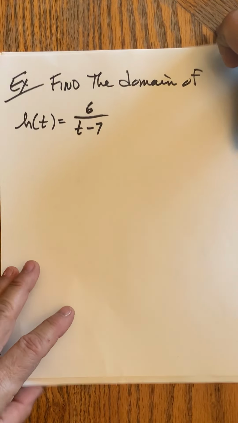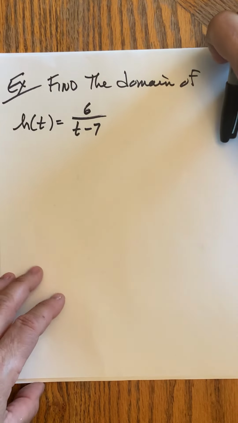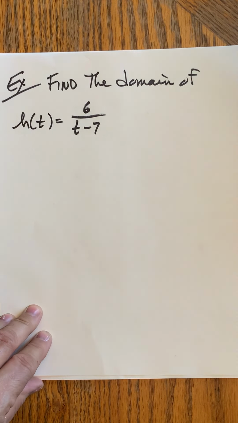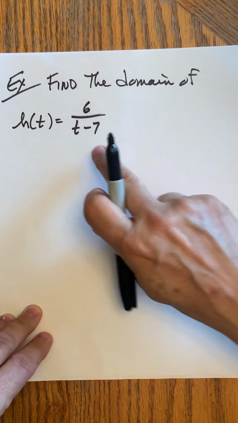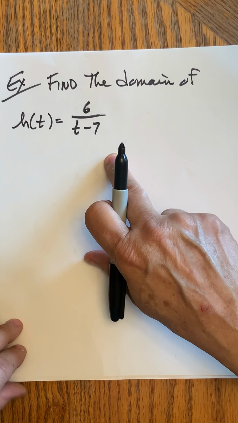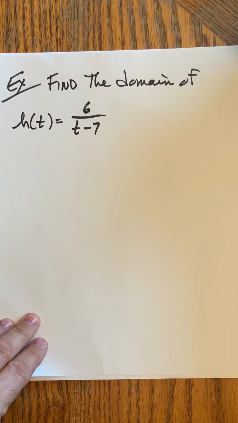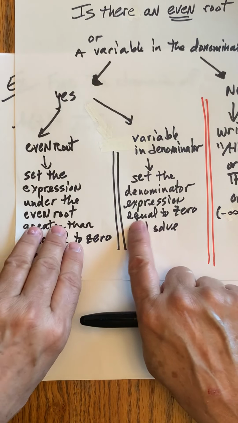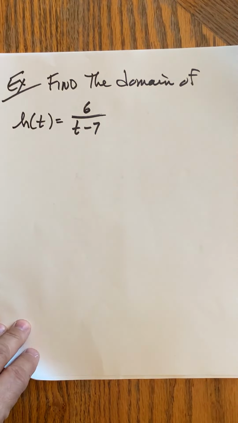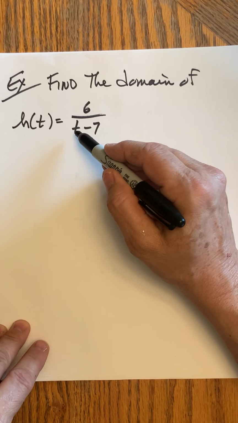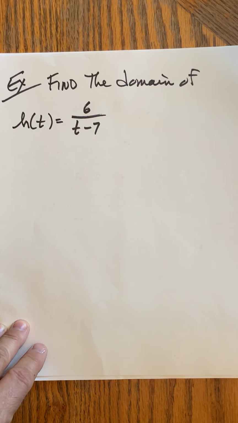So suppose you're given this, right? And you ask yourself, is there an even root? No. Is there a variable in the denominator? Yes, it's right there. So what do I have to do? I have to set the denominator equal to 0 and solve. Because I'm really trying to find out what would make division by 0 occur. And if there is something that would make division by 0 occur, I take it out.